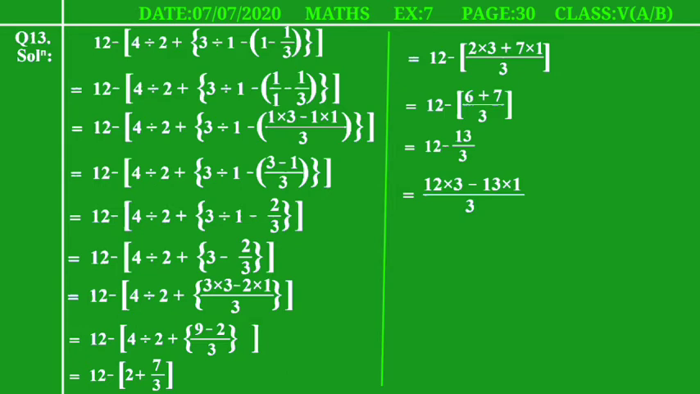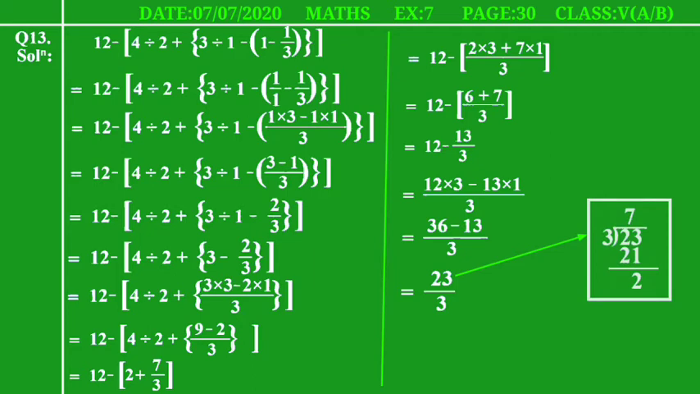12 threes are how much? 12 threes are 36. So 36 minus 13 into 1 is 13 itself. So 36 minus 13 is how much? It is 23. Yes, 36 minus 13 is 23 by 3. Then now divide this 23 by 3. How do you divide? Like this, okay. 3 sevens are 21, then remainder is 2.